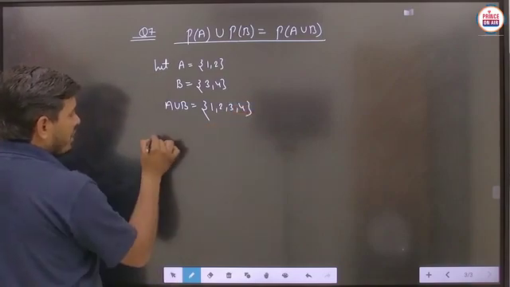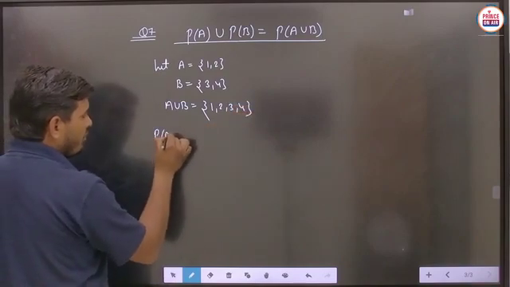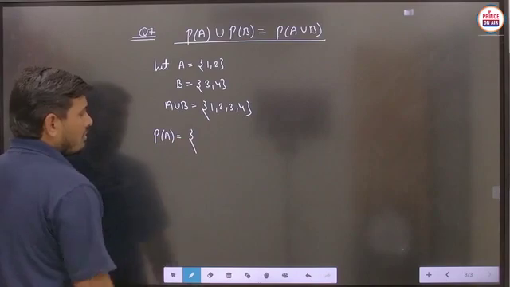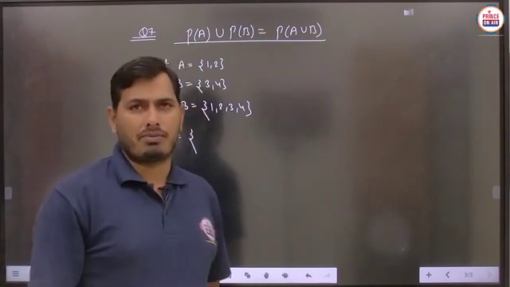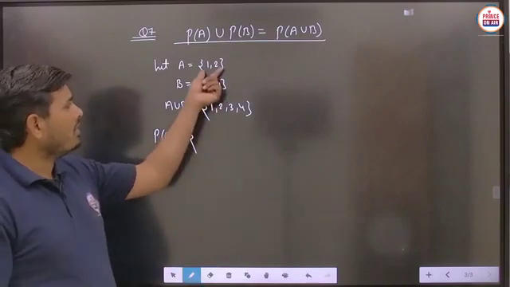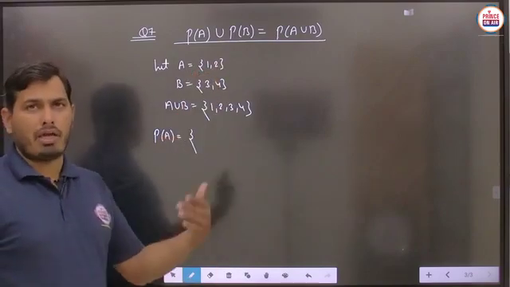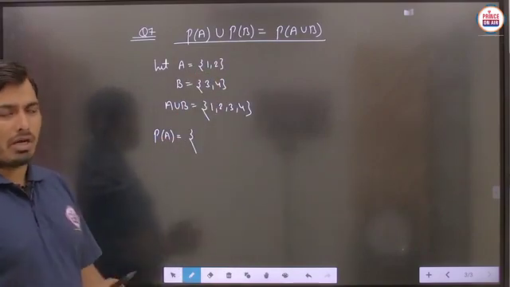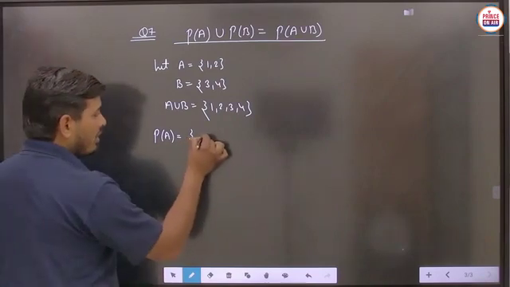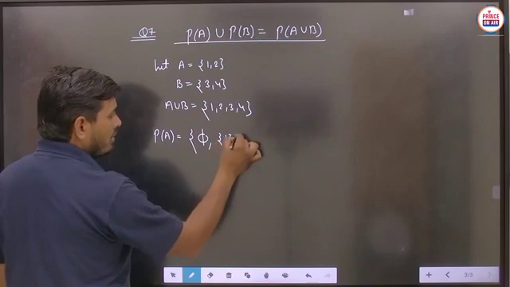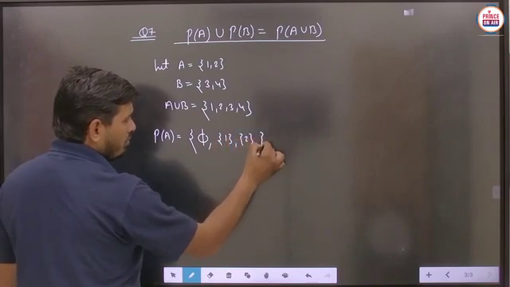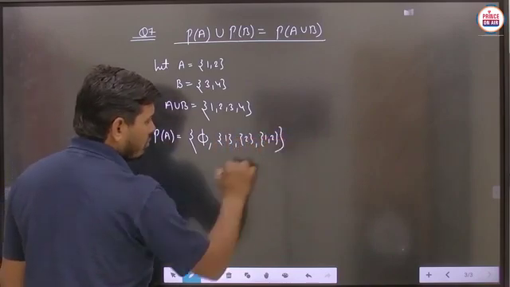Now student, we can calculate the power set of A. So definitely, power set is what? Power set is the collection of all the subsets. So how many subsets are there? There are 2 elements, so 2 raised to the power n, meaning 2 raised to the power 2, gives 4 subsets. So we will write all the subsets collectively here. So this is the empty set, this is {1}, this is {2}, and this is {1, 2}. Is it clear?